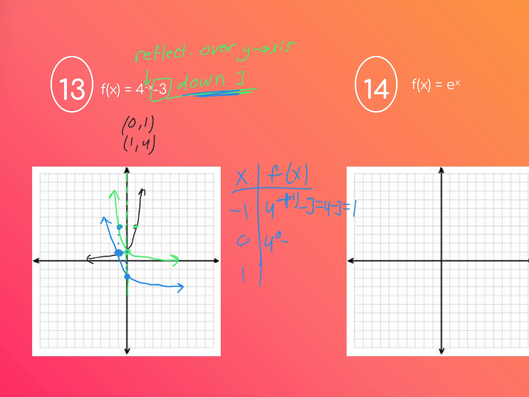We get 4 to the 0 minus 3, which is 1 minus 3, which is -2, and we did, in fact, get that point right there. And then we have 4 to the -1 minus 3, which is 1/4 minus 3. That's going to be a little bit less than -3, so we get about -2 3/4. And then that ends up somewhere right there. And that's enough information to graph our exponential function. You don't need a crazy amount of points. You just need to know what the shape looks like and go from there.